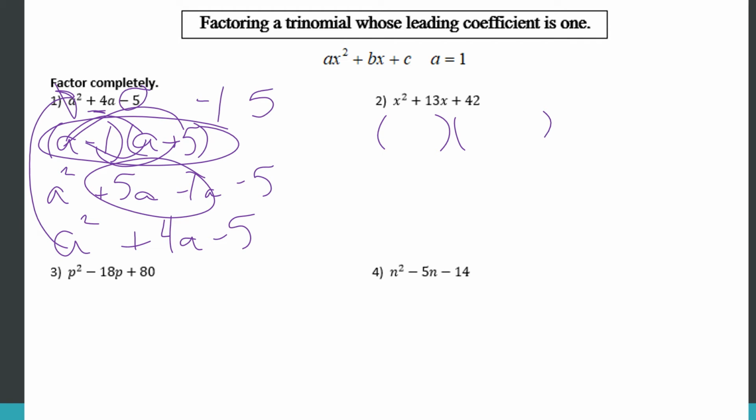Okay, to get x squared, I know I need x times x. Okay, now I'm going to look at the factors of 42 that help me get to that 13.